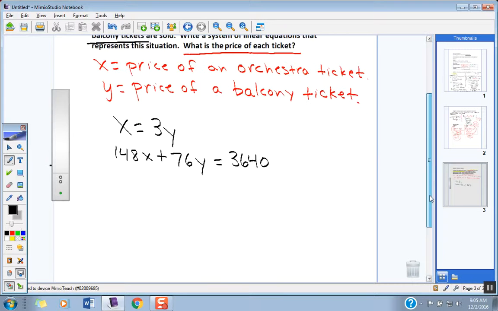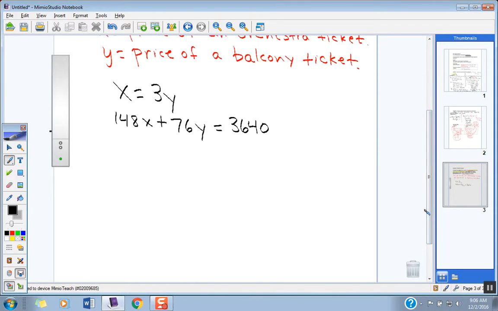Okay, now we just have to solve. Do I have a variable that's all alone? X is all alone. What's X equal to? 3y. X is equal to 3y. So what are you going to plug in for X right here, in the second equation? 3y. Let's rewrite that second equation. Here we go. We're going to go 148, not times X, but 148 times what, kiddos? 3y, good. And then continue the rest of the equation, plus 76y.